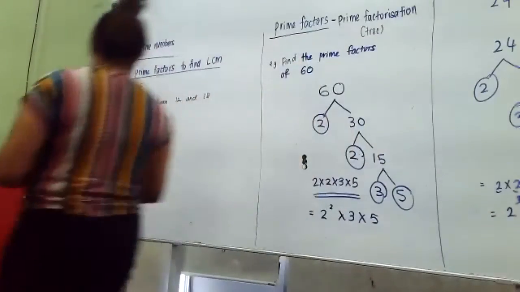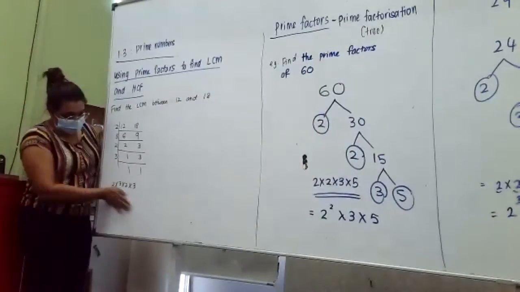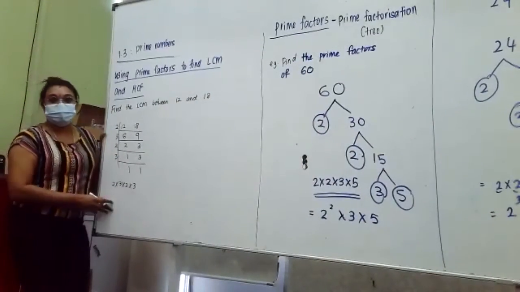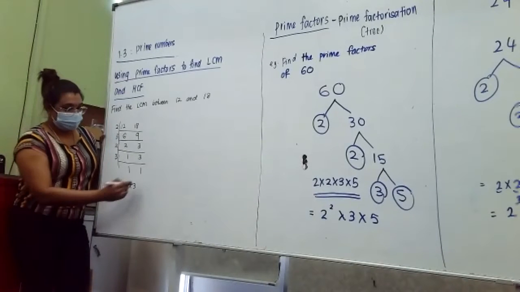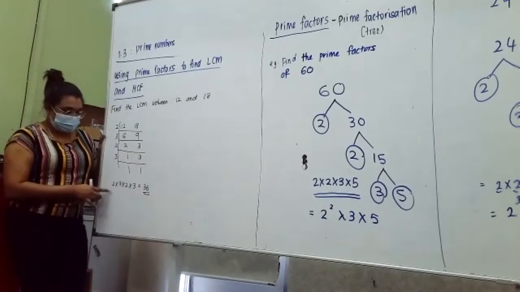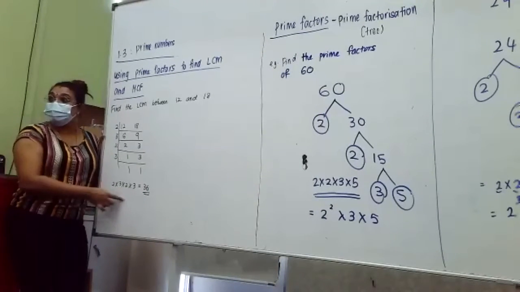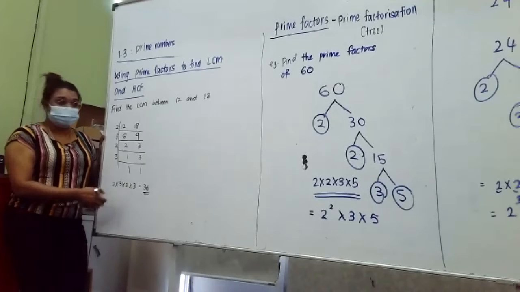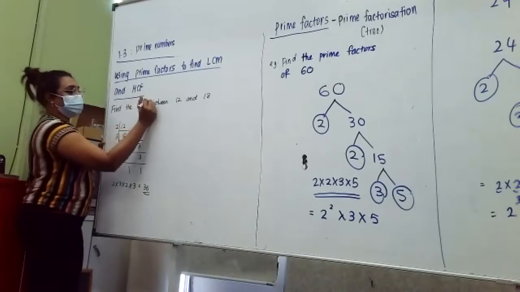Okay. Finally, you have to write the final answer. So 2 times 3 is 6, 6 times 2 is 12, 12 times 3 is... no. But this one, these numbers here, it should be prime numbers. That's the most important thing. Okay.